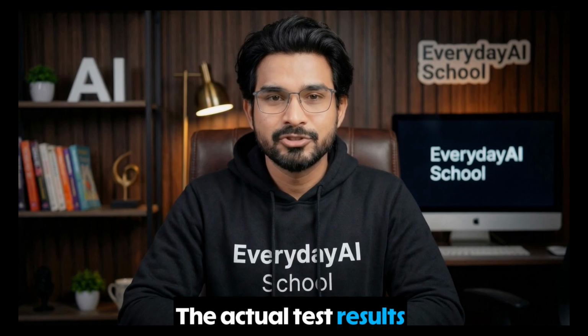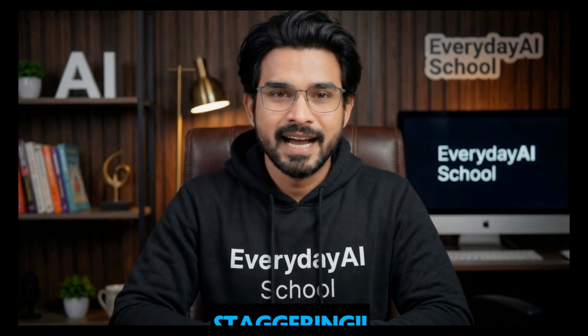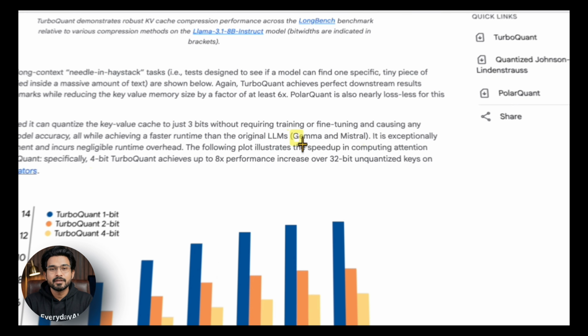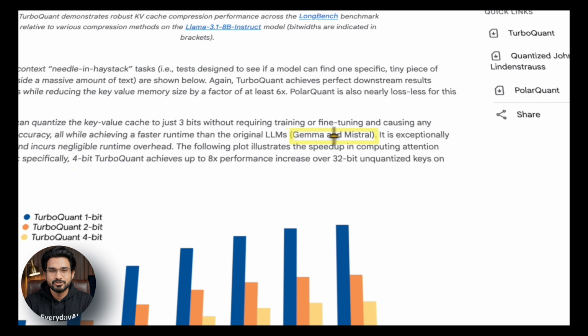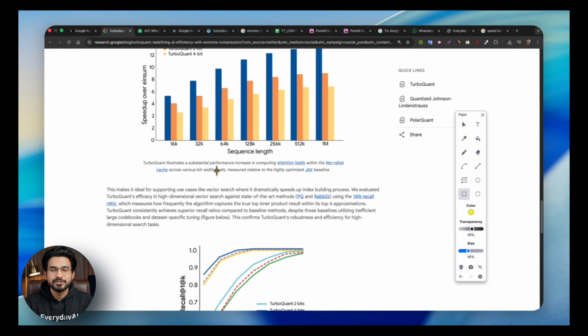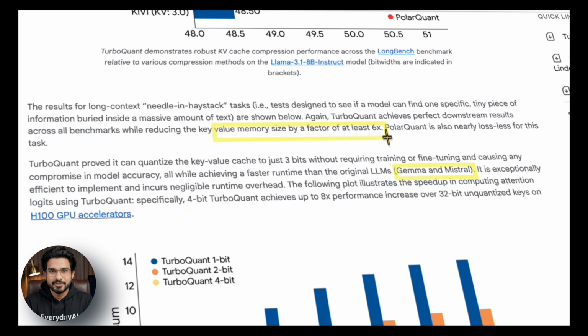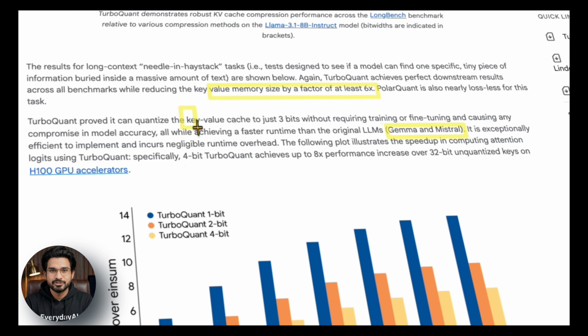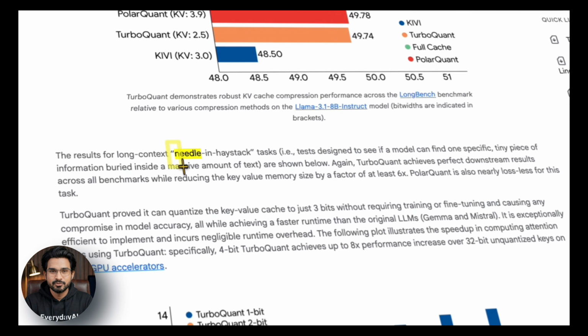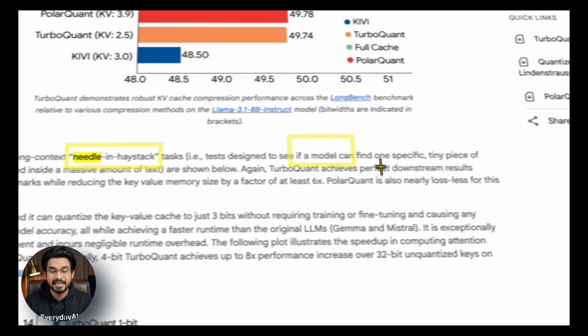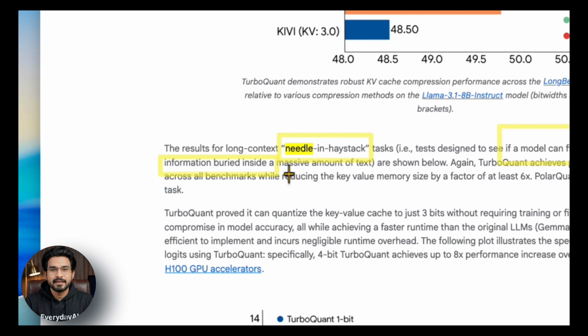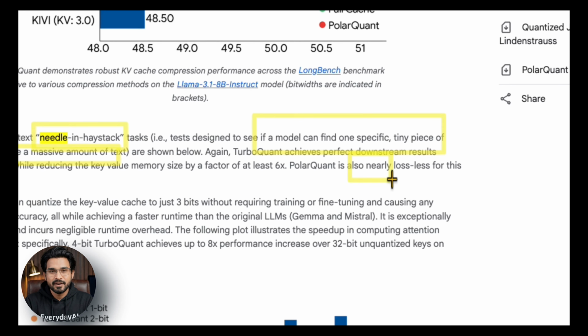The actual test results for this algorithm are staggering. When tested on standard open source models like Gemma and Mistral across complex benchmarks, TurboQuant reduced the key value memory footprint by a factor of at least 6 times. It successfully compressed the cache down to just 3 bits, and in massive needle-in-a-haystack tests, where the AI must find one tiny hidden fact in a giant document, it achieved 0 accuracy loss.